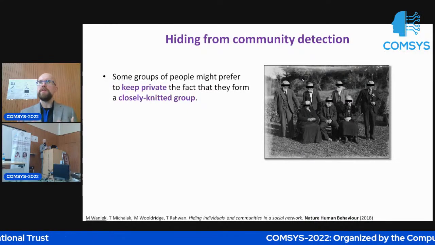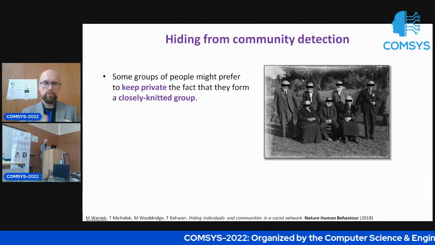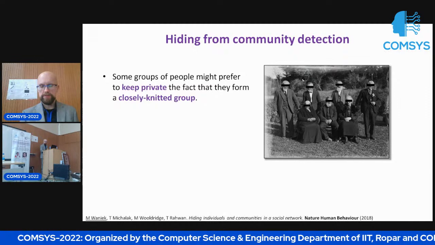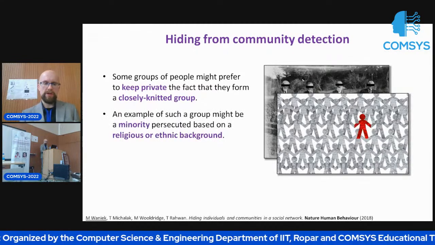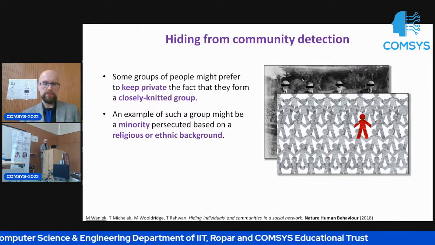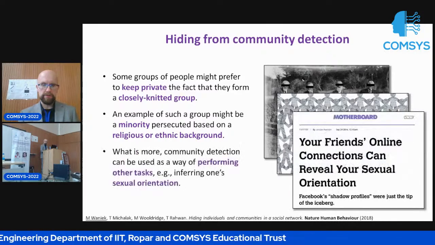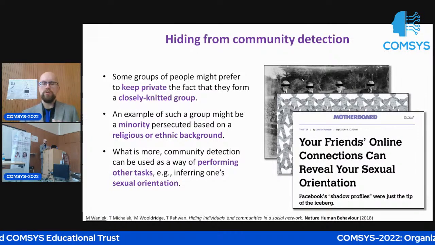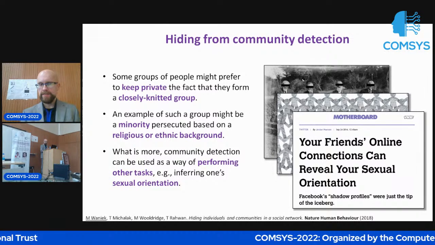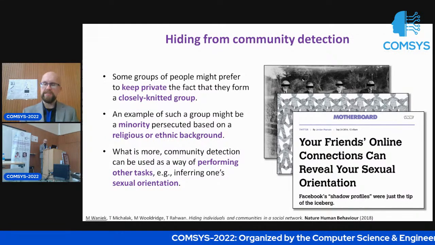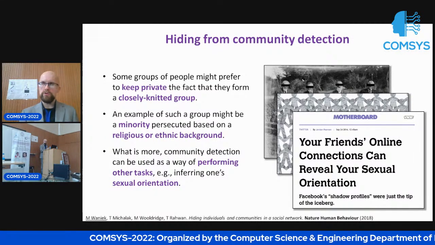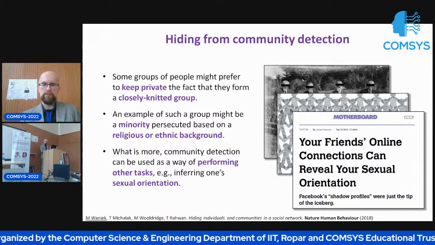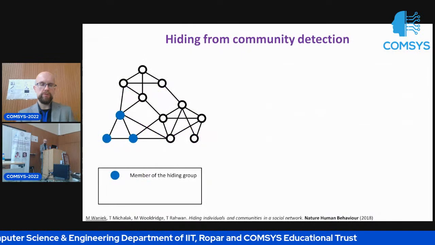Now, what would happen if I am part of a group of nodes that do not want to be exposed as a closely cooperating group? For example, am I part of some minority, persecuted based on religious or ethnic background? Community detection algorithms were also used in the literature to perform different tasks. For example, there was work about predicting the sexual orientation of people based on the community that they belong to, using community detection algorithms. So some groups might want to hide the fact that they are a community.